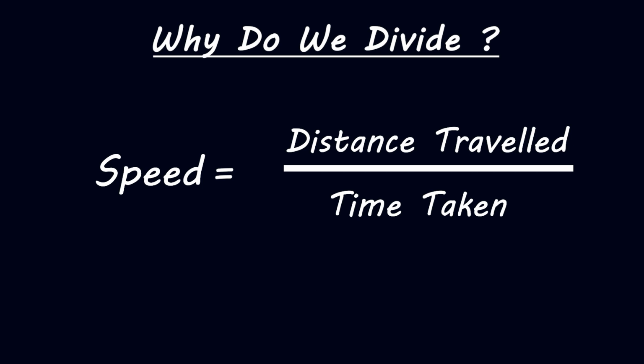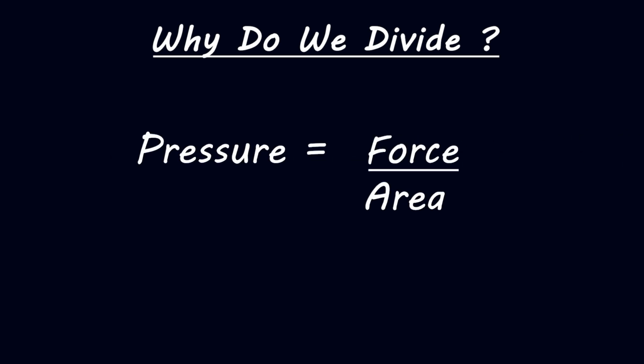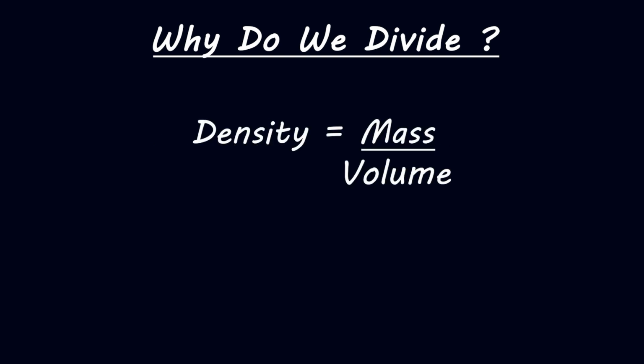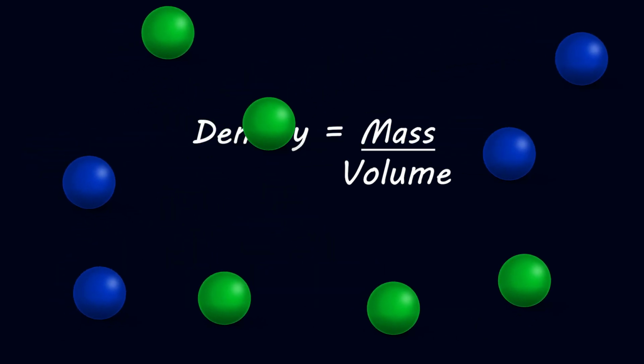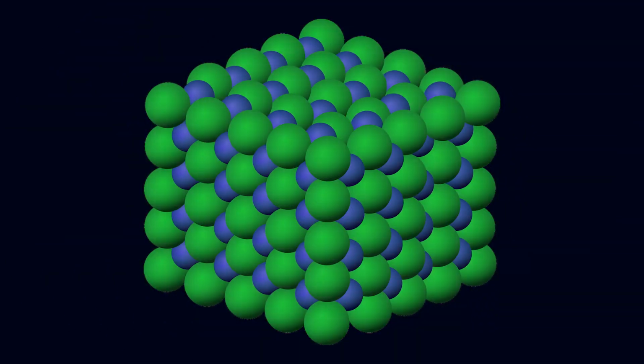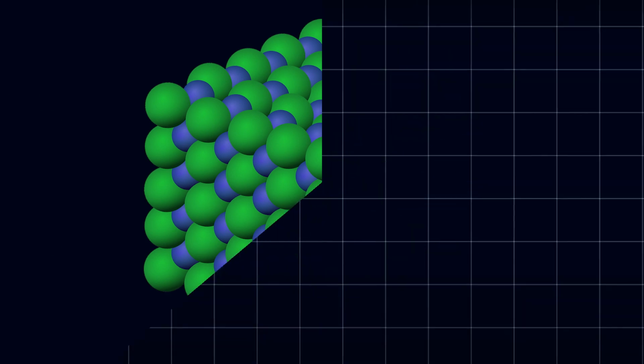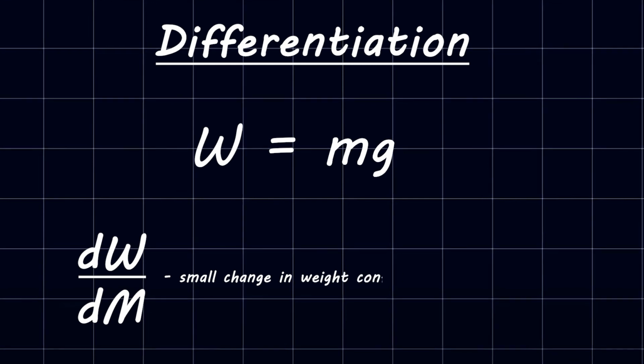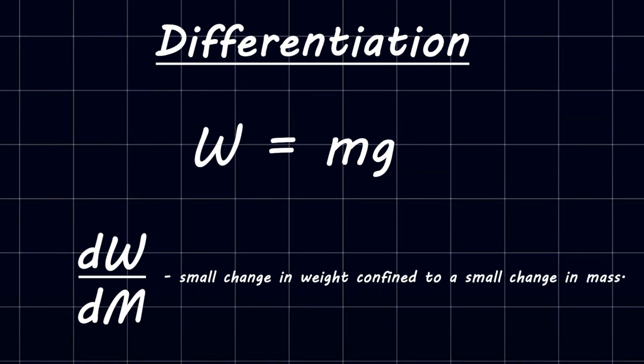This doesn't just apply to this formula, but all other formulas you come across in physics. Pressure is equal to force divided by area simply means that pressure is when force is confined to a particular area. Can you guess what density equals mass divided by volume actually means? It means density is when mass is confined to a particular volume or space. So dW by dm means the small change in weight confined to or covered in the limits of the small change in mass.